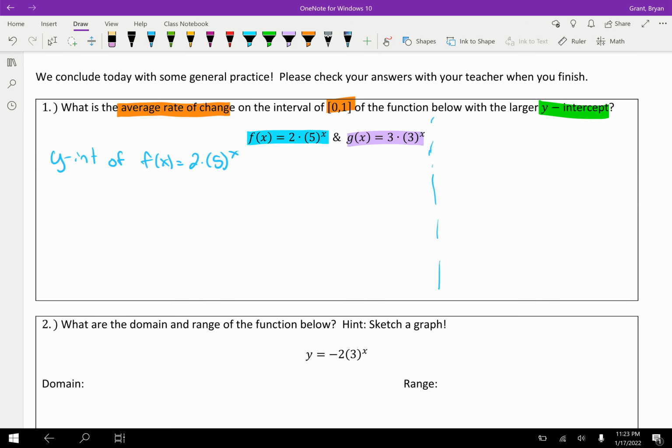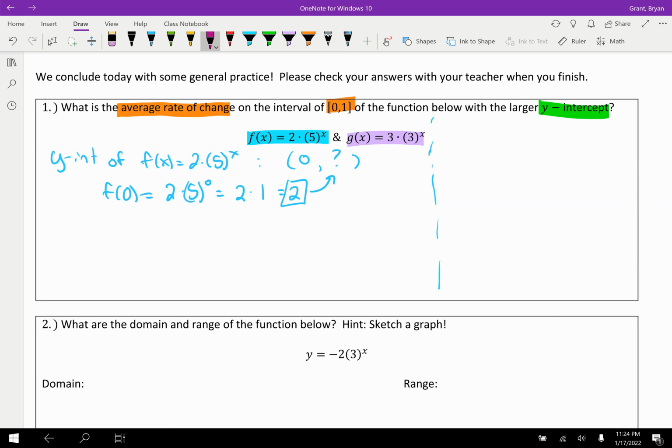So to do that, we need to remember that our y-intercept is always the point 0, comma something. We want a y value when the x is 0. And to find that, we replace the x with 0. So we find f of 0: 2 times 5 to the 0th. Anything to the 0th is 1, and so we end up with 2. My y-intercept for f of x is 2.